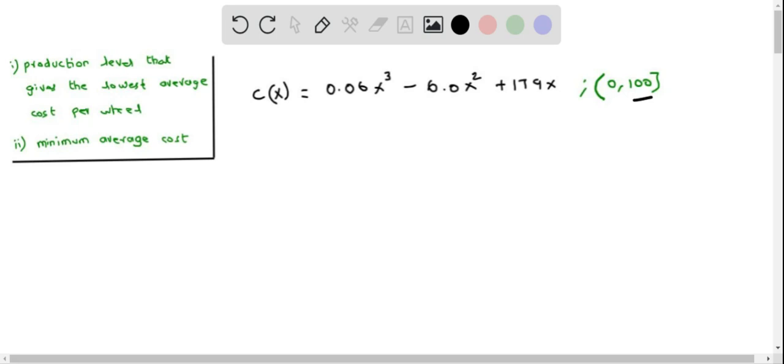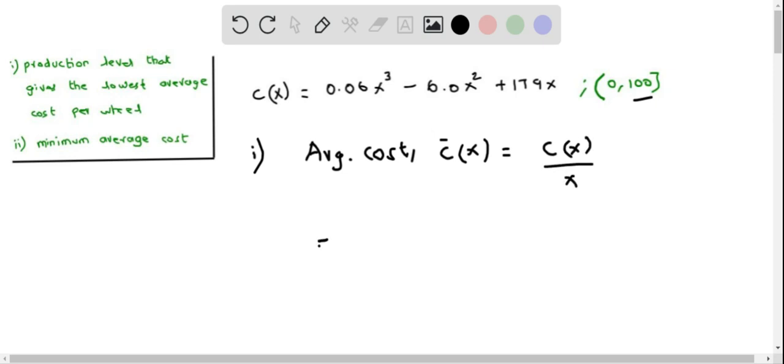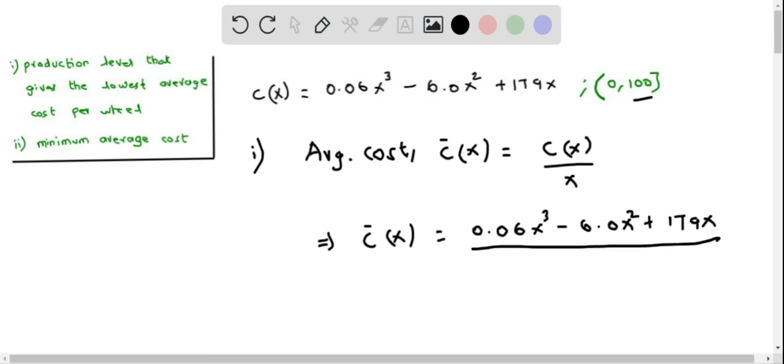Okay, so first let's answer part one. Here we have to determine the average cost per wheel. So I'm going to write down the formula for average cost, and this is represented by C bar of x. This equals the cost function over x. So let's determine this average cost. I write down C bar of x, and this equals, I replace C of x with the given function, 0.06x cubed minus 6.0x squared plus 179x, all over x.